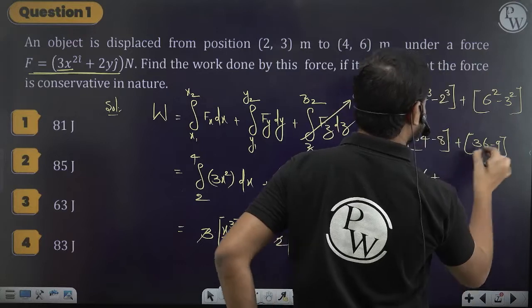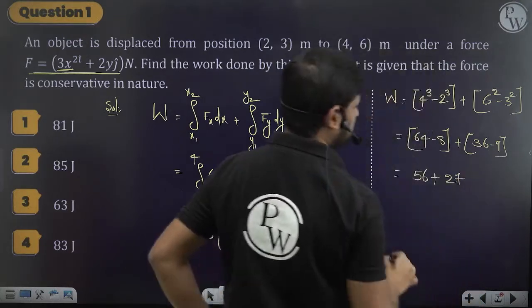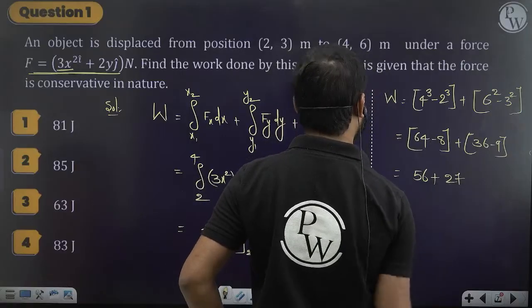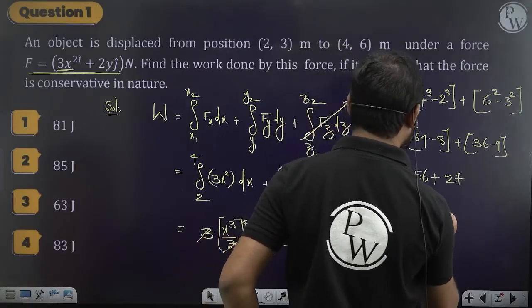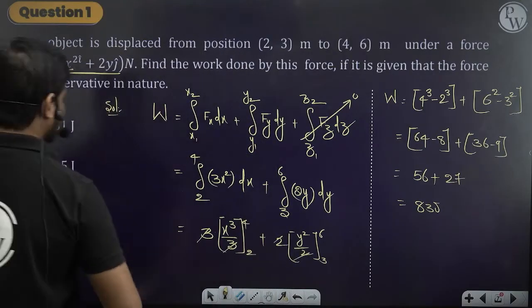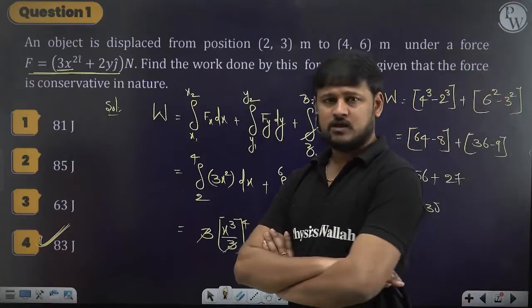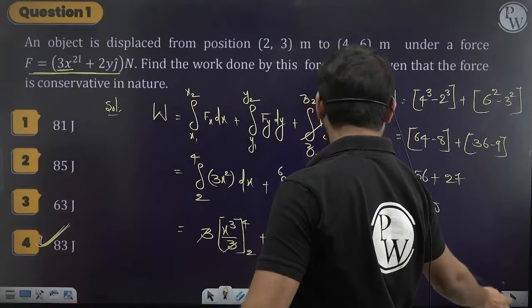plus this is going to be 27. Yes, chal. So next, we got 70 plus 13, 83 joules. So the final answer is 83 joules. Option 4 is the correct one, guys. Clear? Understood, everyone? Chal. So let's move further.